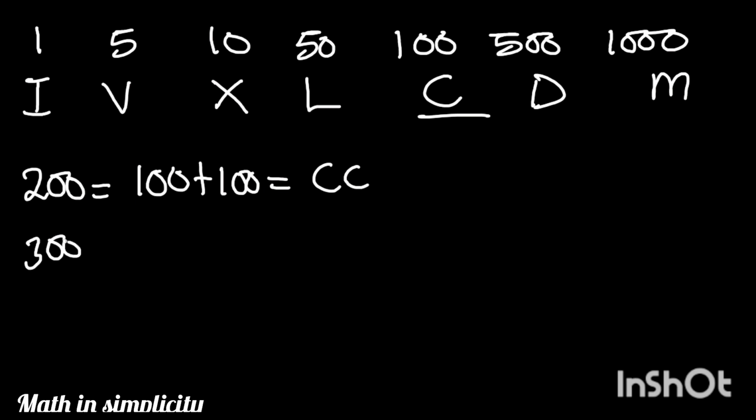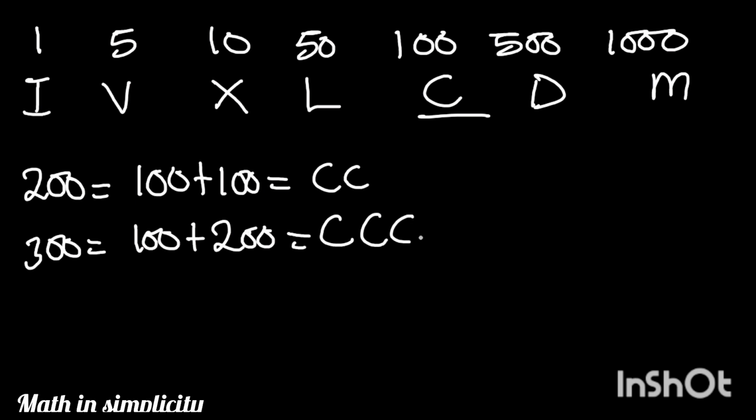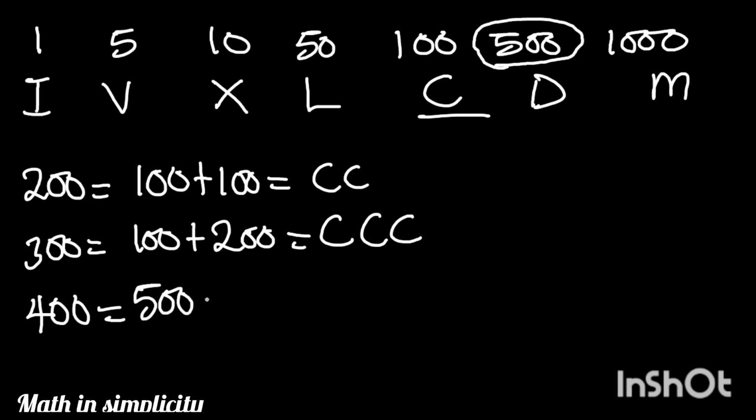300, we have 100 plus what to give us 300? That's plus 200. So I have CCC. Not until we get to 400, because it's exactly before 500. So we're going to subtract. It's just easy. 500 minus what to give us 400? We are counting in hundreds now, so it's just minus 100. Since we're subtracting, we write the less number, which is 100 first. That's C, and 500 is D, CD.